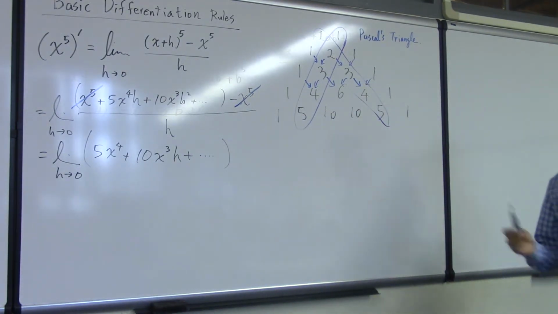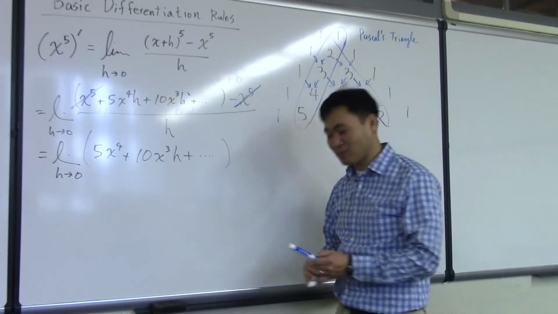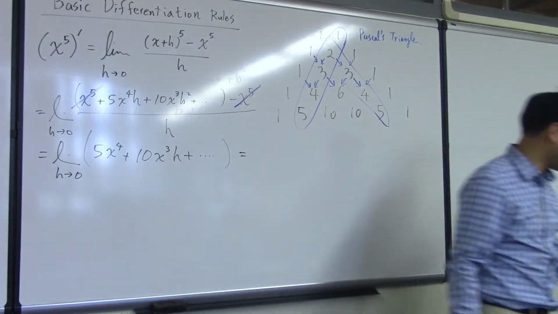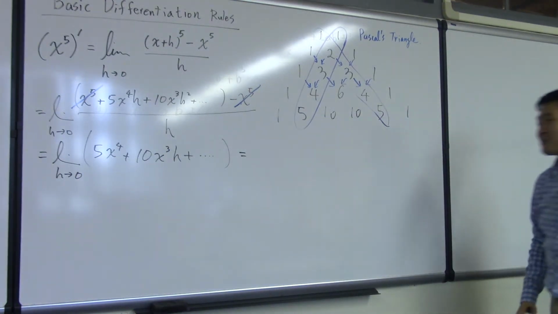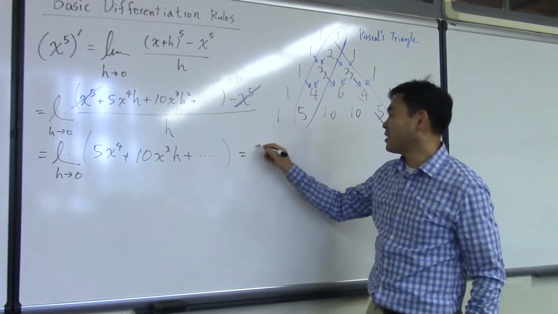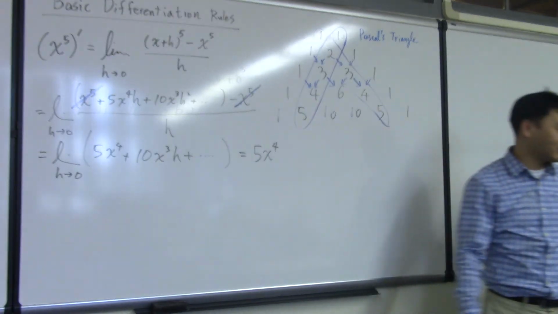Get it? You want me to write everything? No, we don't have to, right? I mean, we just took an exam. Why not just be carefree for a while, right? Okay, h equal to 0, so you get 5x to the fourth as the answer.